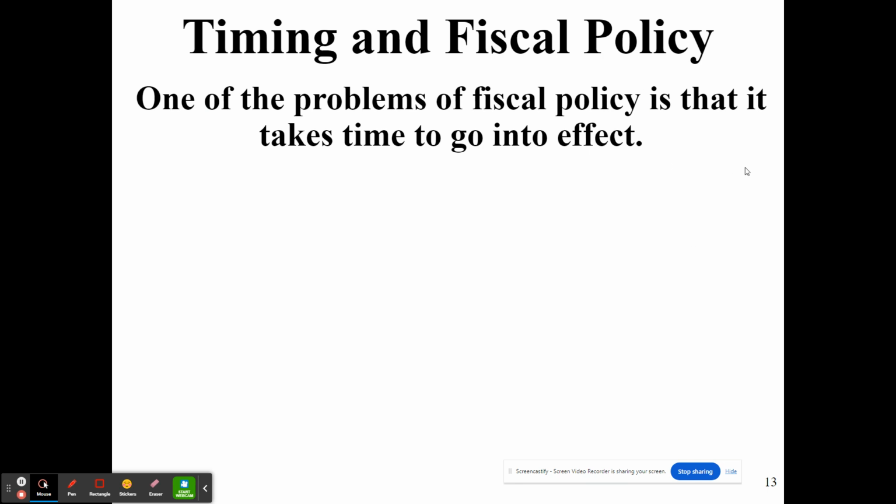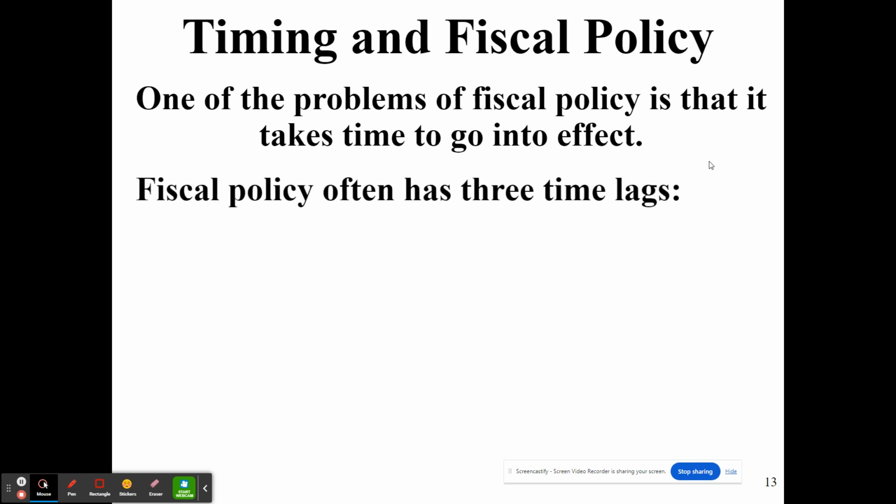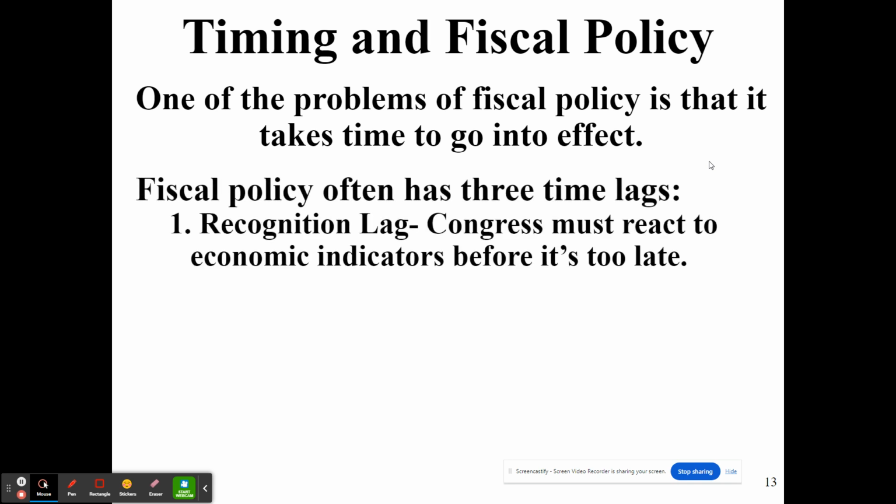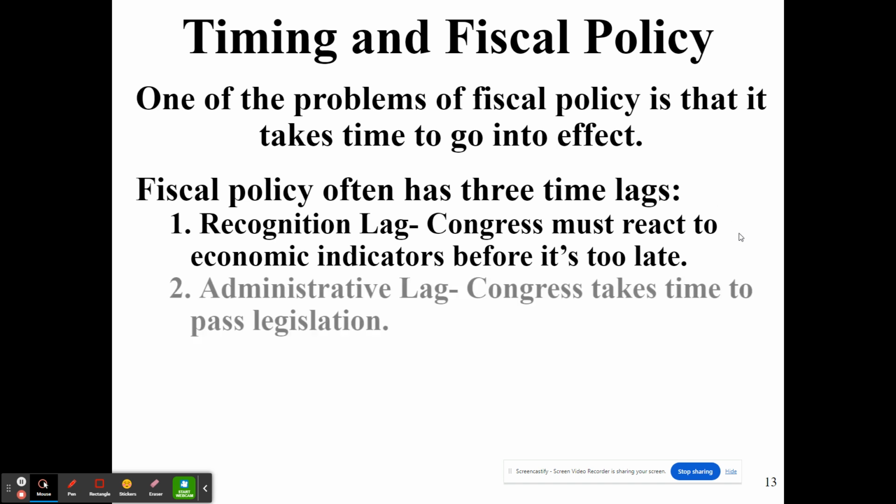Another type of problem that we have with fiscal policy is that it takes a long time to put this into effect. It's going to have three major time lags associated with it. The first one is recognition lag. Economists have to identify that, hey, we are experiencing a problem, high unemployment or high inflation. Then they need to take that information and present it to the people that pass these laws. They need to take it to Congress. Next, we're going to have our administrative lag. To pass that law, it's going to have to get through both houses, and it's going to have to be voted on by the president. So this is going to take a long time.